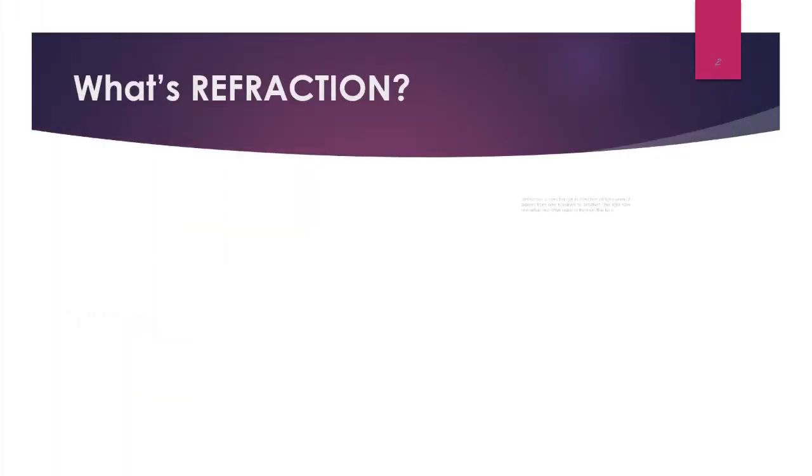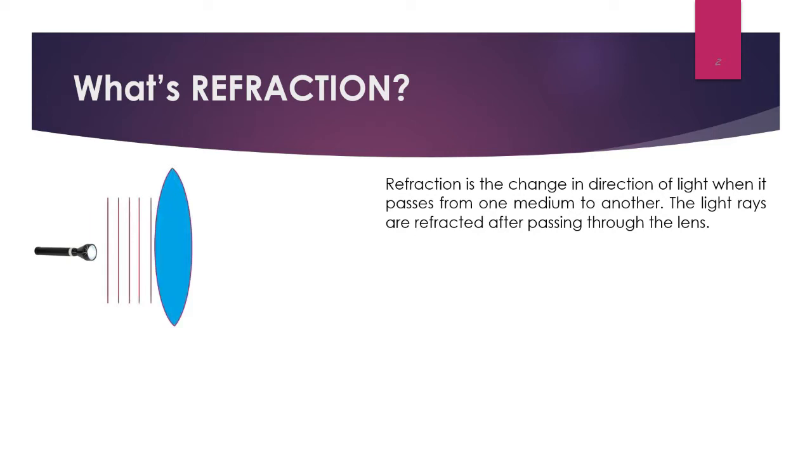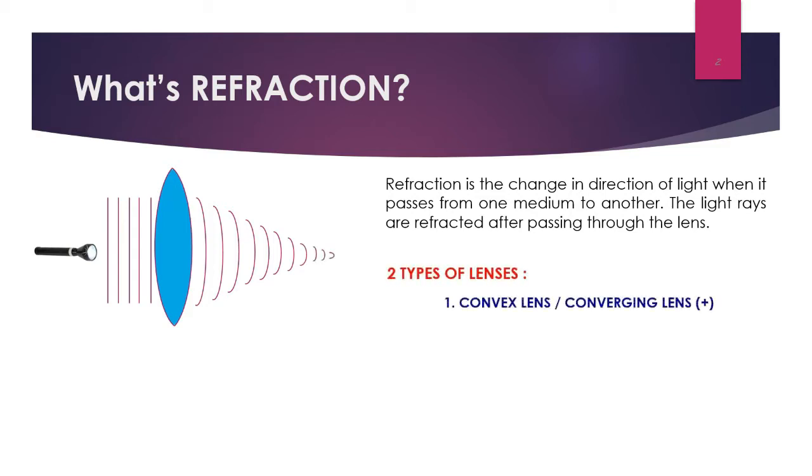Okay, what is refraction? Refraction is the change in the direction of light when it passes from one medium to another. Look at the diagram. There are two types of lenses. The first is convex lens or converging lens or positive lens, and the second is concave lens or diverging lens or negative lens.